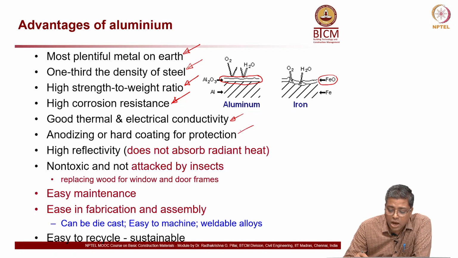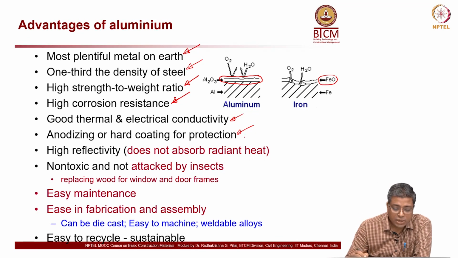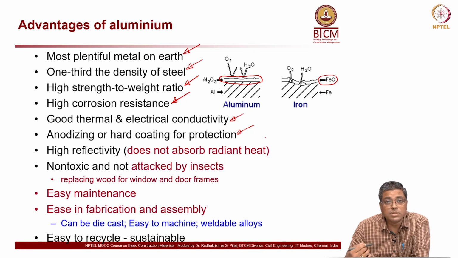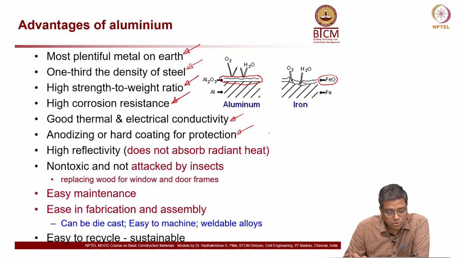And anodizing or hard coating, this is possible with aluminum. We can provide an aluminum oxide layer on top. I will cover that process later, but that is also a possibility, and which gives the high hardness to the surface and also color as we want, and it is corrosion resistant also. Now, high reflectivity, because of this white or grayish color, it reflects the sunlight. Okay. So, it does not absorb the radiant heat.